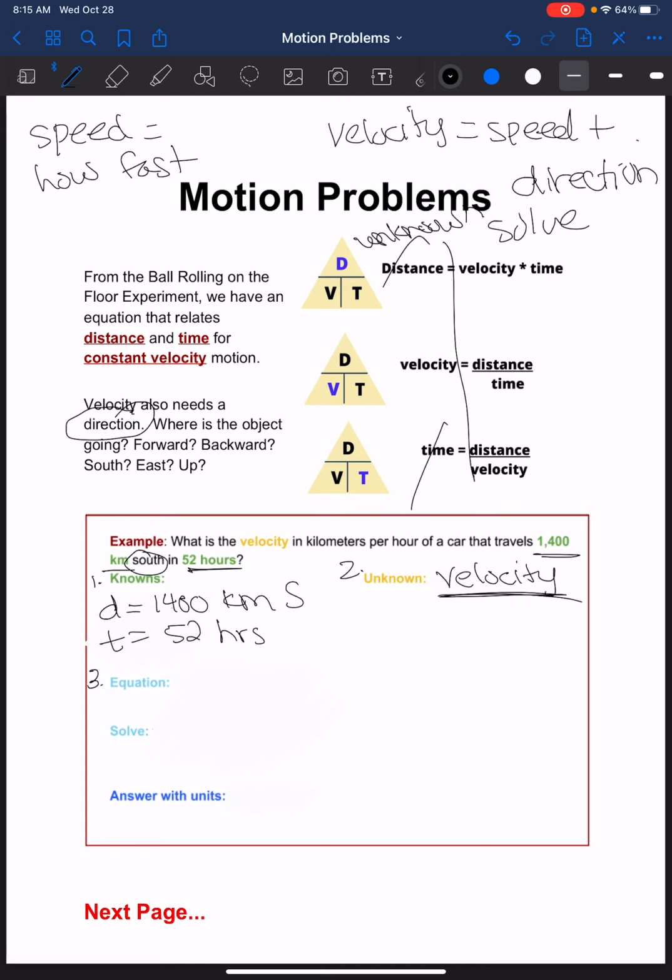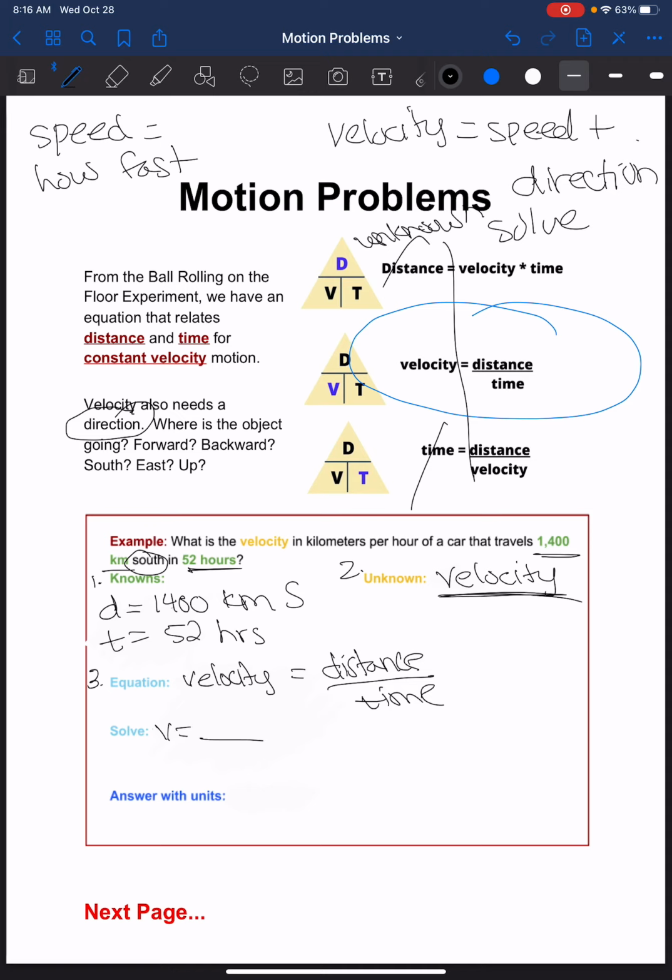I'm not looking for distance. I'm not looking for time. So the one that I'm looking for is velocity. So under equation, I would write just that. Velocity equals distance divided by time. Okay? Now that I have that, I can solve for velocity. So V equals my distance, which is 1400 kilometers, and then my time is 52 hours.